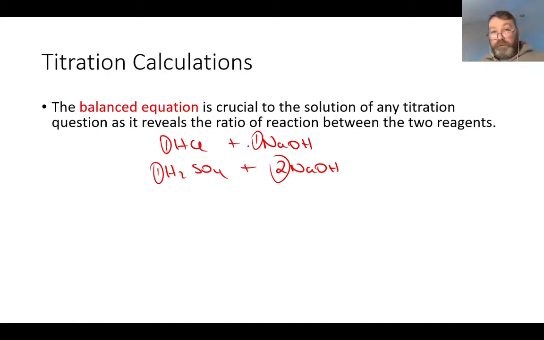If it's 1:1, then you just use V1M1 equals V2M2. But if it's 1:2 or 2:3 or 3:7 or whatever else, then you've got to put them in as the bottom divisors underneath the V1M1 and the V2M2.